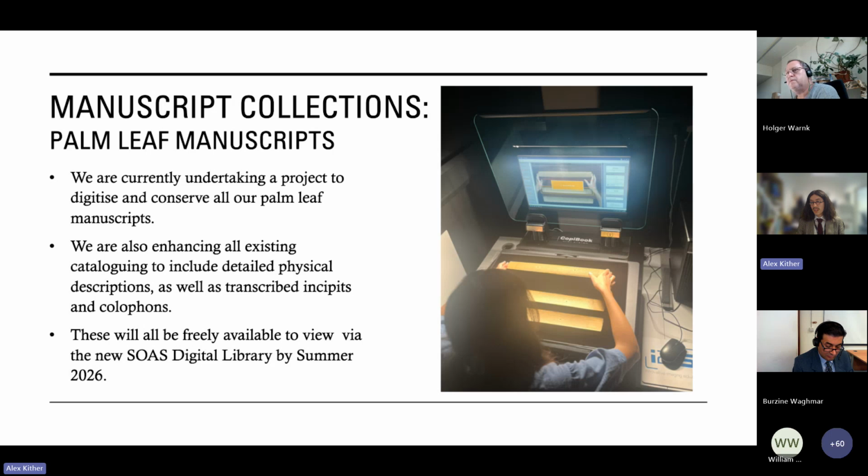And we hope that by summer 2026, a large portion of this work will be available via the SOAS digital library, and there will be communications about that as the project progresses for any of those who are interested. But I will now pass over to my colleague Ross, who will talk you through a few other areas of the manuscripts.